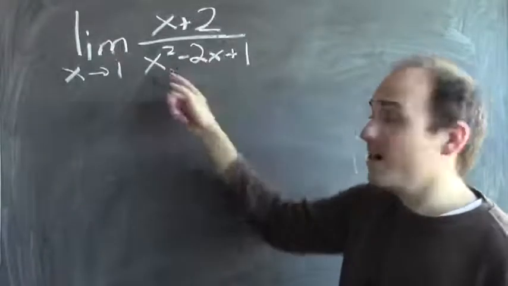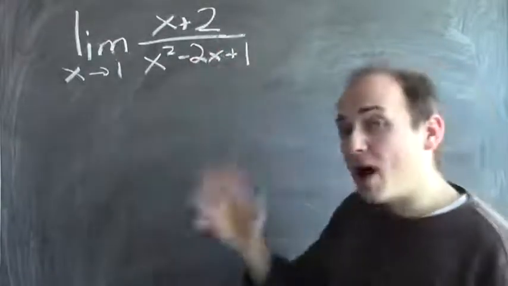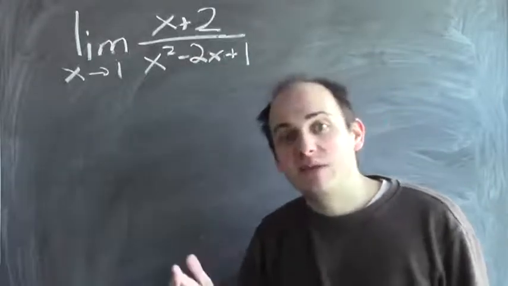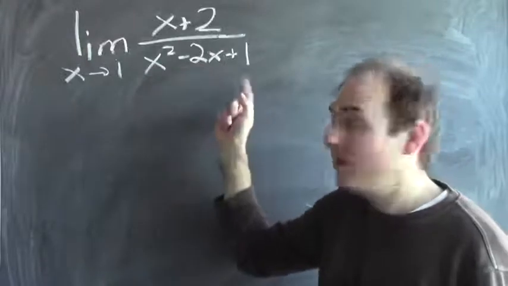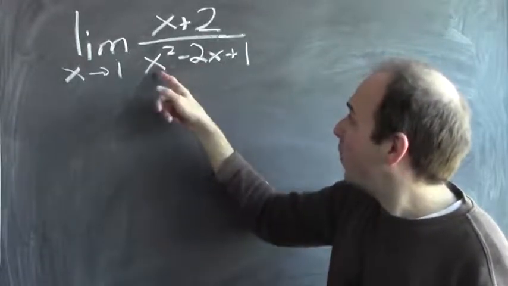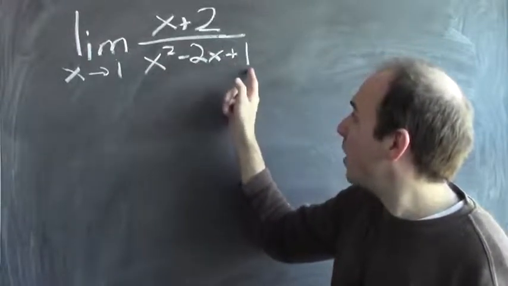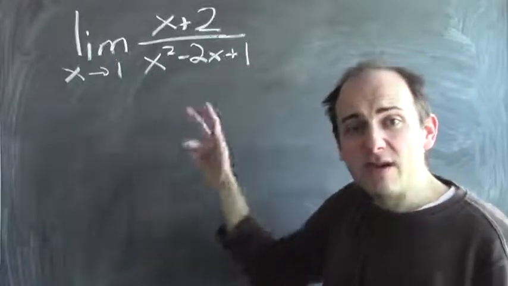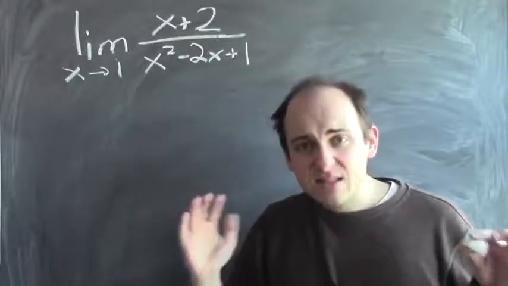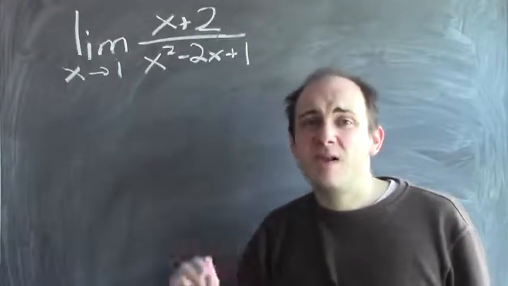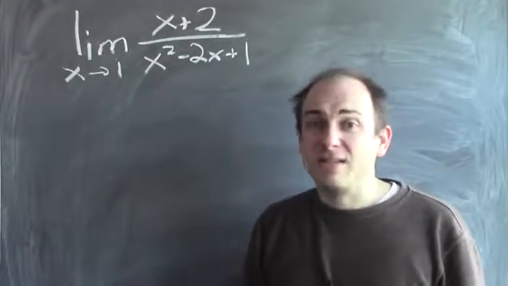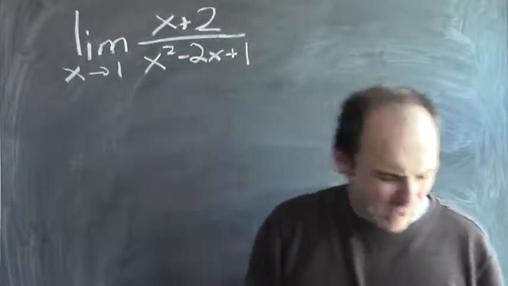But what's the limit of the denominator? The denominator is a polynomial, and polynomials are continuous. So I can evaluate the limit of the denominator just by plugging in 1. And if I plug in 1, I get 1 minus 2 plus 1. That's 0. The limit of the denominator is 0, so I can't simply say that the limit of the quotient is the quotient of the limits in this case, because the limit of the denominator is 0. And that limit law doesn't apply in this case. What am I going to do?